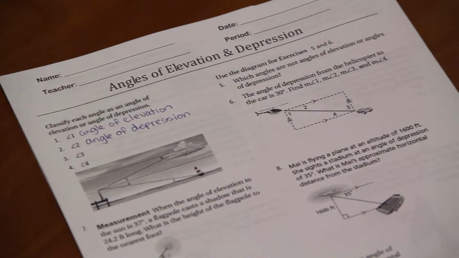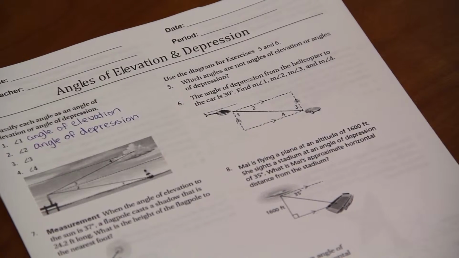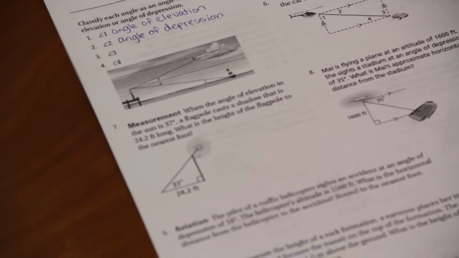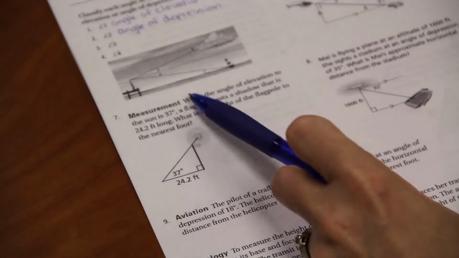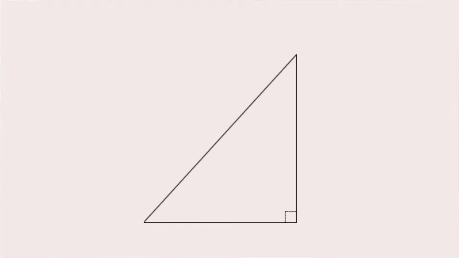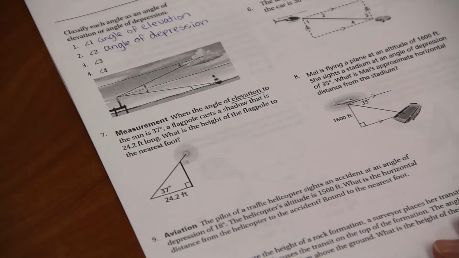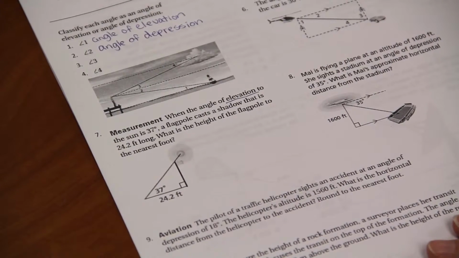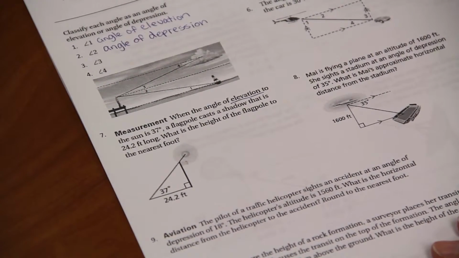The next problem I'm going to move on to is number 7 with measurement. So how do we apply this angle of elevation or angle of depression? Number 7 says when the angle of elevation, so it does tell me that we're looking up to the sun, is 37 degrees. A flagpole casts a shadow that is 24.2 feet long. What is the height of the flagpole to the nearest foot?